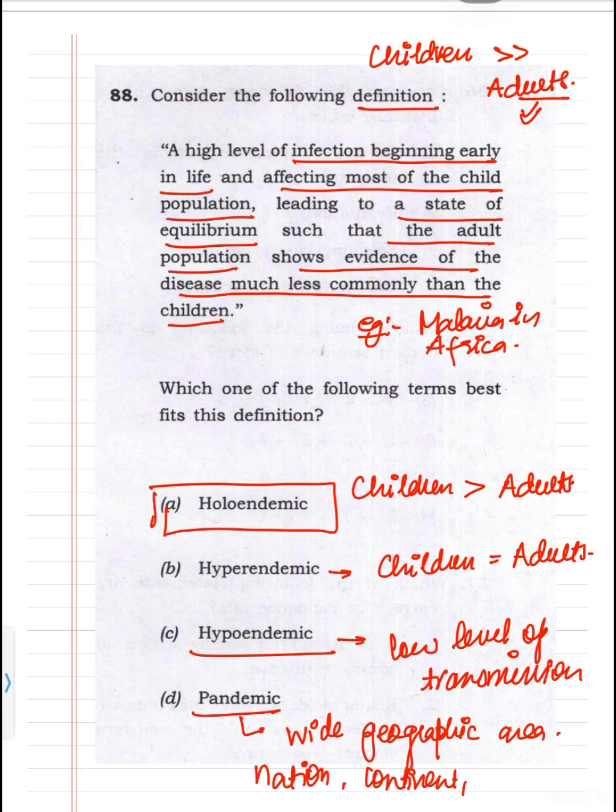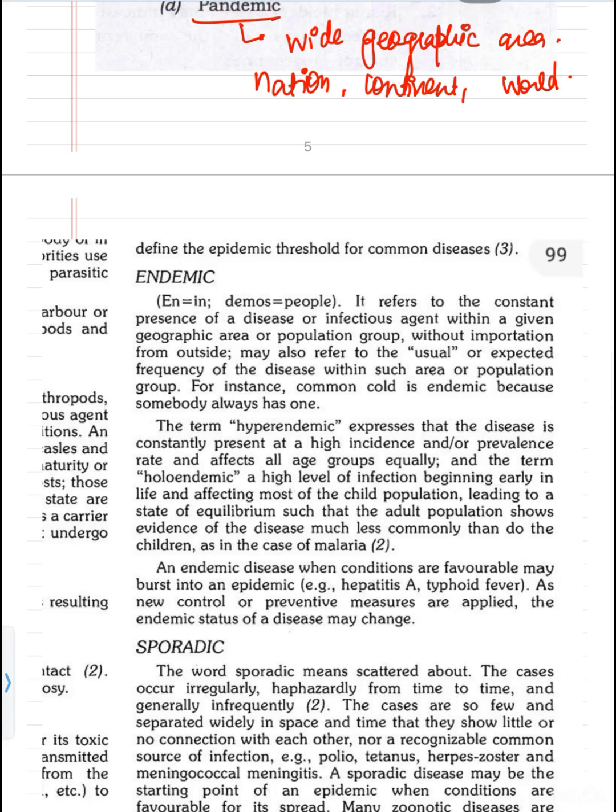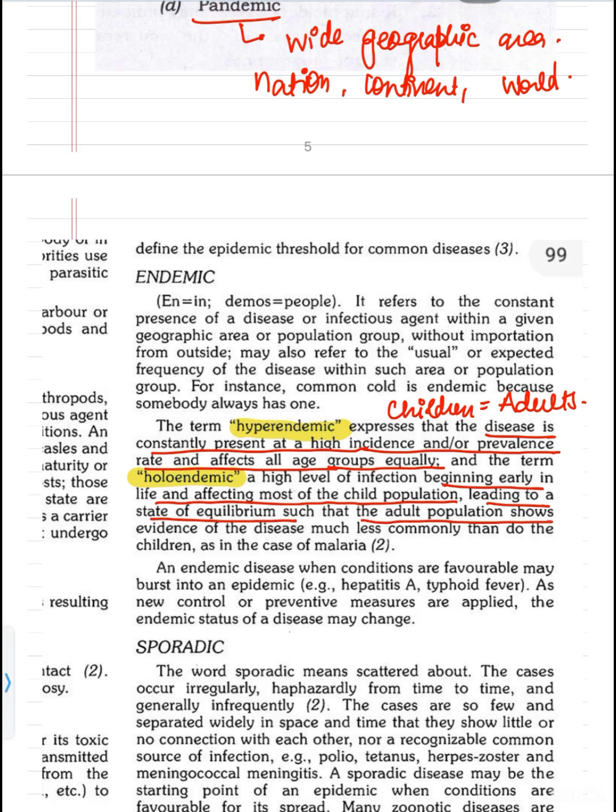So this is again taken from Park's textbook. They are writing that hyperendemic means the disease is constantly present at high incidence and or prevalence rate and affects all age groups equally. So children equal to adults. Now the term holoendemic: a high level of infection beginning early in life and affecting most of the child population, leading to a state of equilibrium such that the adult population shows evidence of the disease much less commonly than the children, as in the case of malaria. They have given the example of malaria too. So in this case, children are more than the adults.